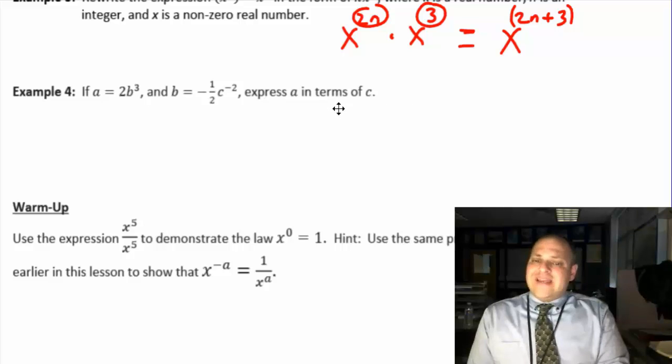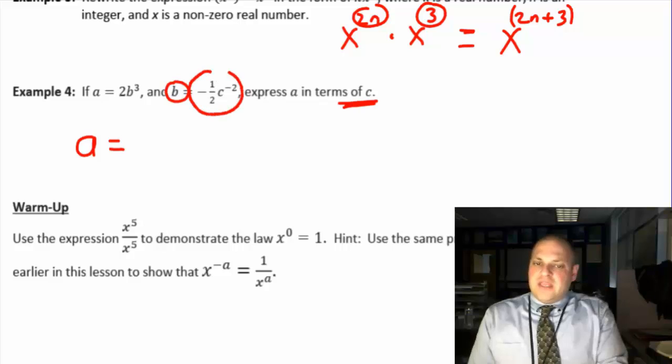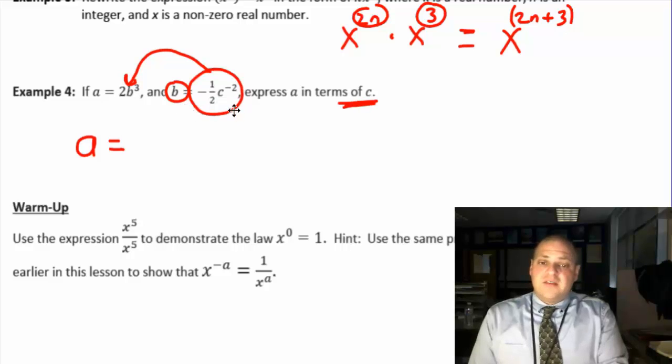Okay, so what I want to do here is, if I'm expressing a, I want a equals. I already have a equals, but I want to express it in terms of c. So here's b right here, and here's an expression for b. So I'm going to substitute this in for b right here. I'm going to take that b out and put this expression in. Why? Because this expression is equal to b. I'm going to leave everything else where it is.